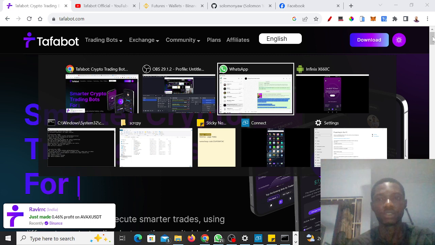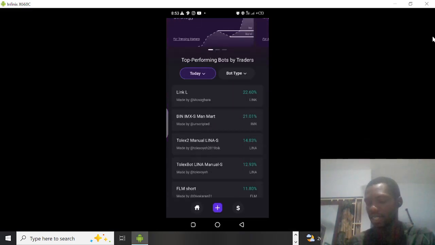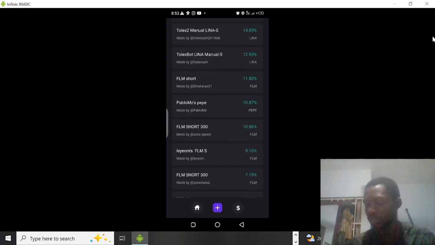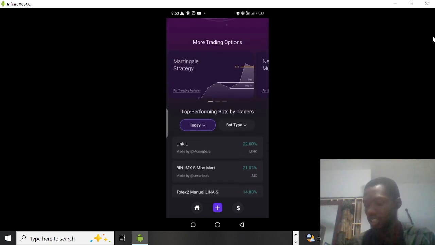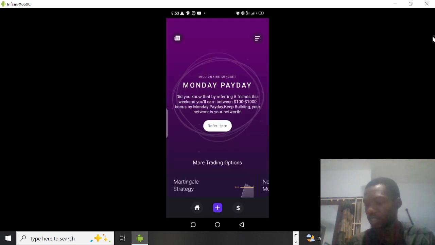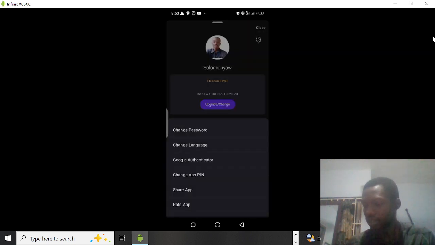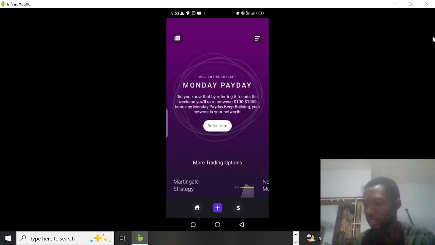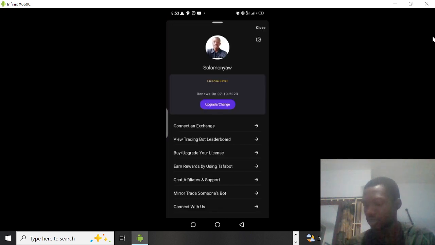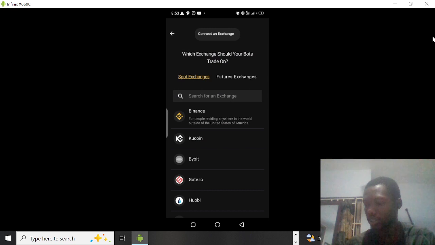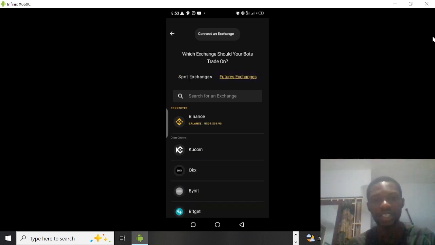Okay, so this is the bot. This is Tafabot, and you can see when I click on connect, let me click on connect to an exchange. Okay, futures. You can trade on both spot and futures, but I'm trading on futures. So on futures you can see I'm connected to Binance.